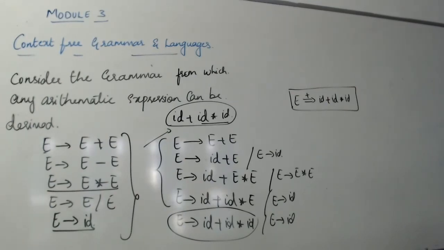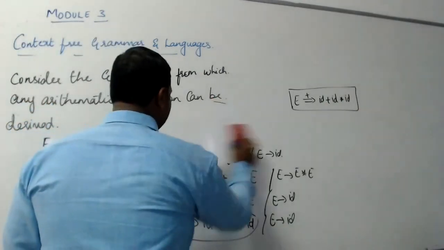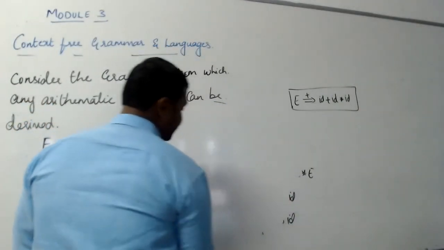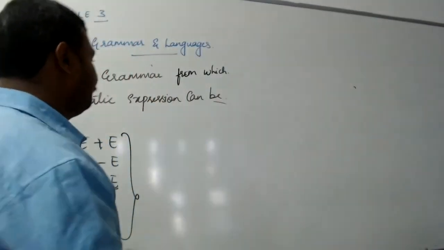This indicates a context-free grammar. This is the example for derivations used in a context-free grammar. And these derivations, whatever we are going to see now, are of two types: one is leftmost derivation, one is rightmost derivation. So we'll see what the leftmost derivation and the rightmost derivation are. Again, these derivations are categorized into two types: leftmost and rightmost.